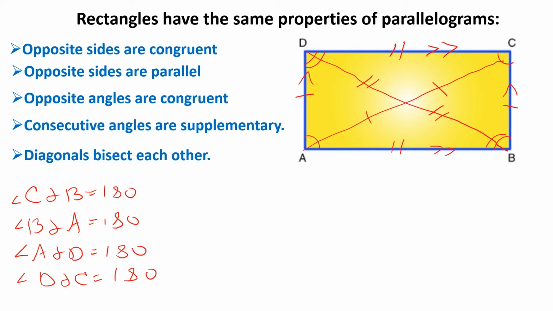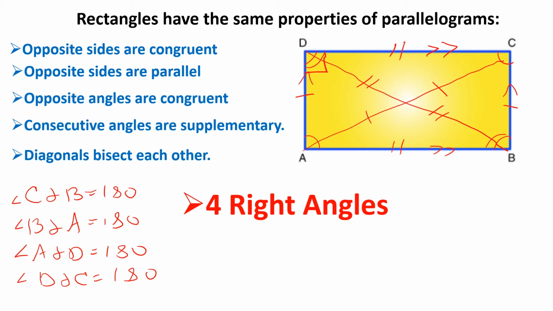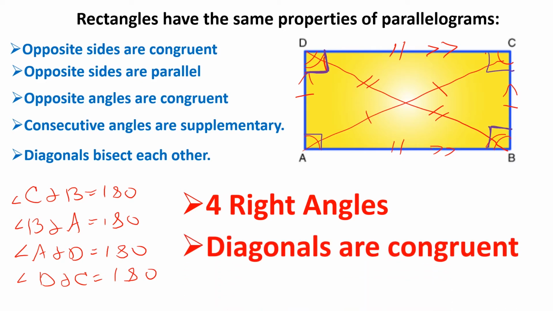Now also, a rectangle has 4 right angles, so of course it meets the criteria for a parallelogram because the opposite angles are congruent. Not only are they congruent, but they are the same because all 4 angles equal 90 degrees, and the diagonals are congruent. So not only do they bisect each other, they are also congruent. So if diagonal DB, for example, is 10, then diagonal AC is also 10. So those are your properties for rectangles.